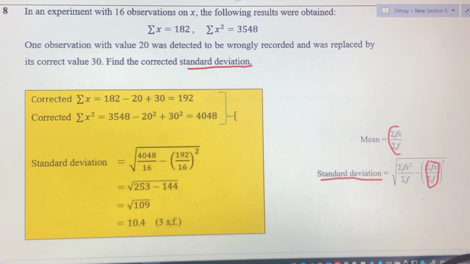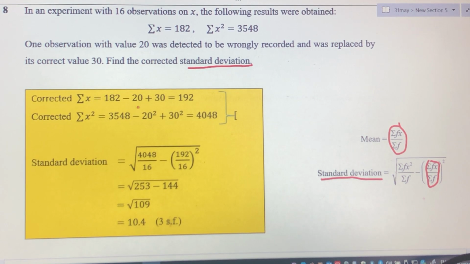Can see that this and this are the same. Okay, so this is what we call the mean of the squares. This one is the square of the mean. Alright, then you take the square root, that's all. Okay, now, how do we do this question?